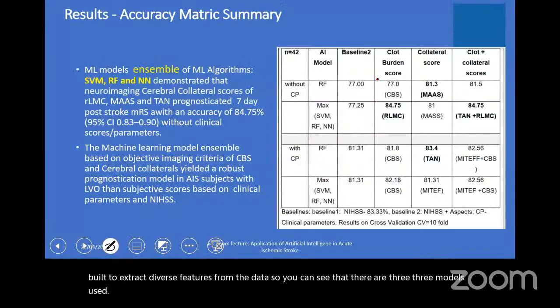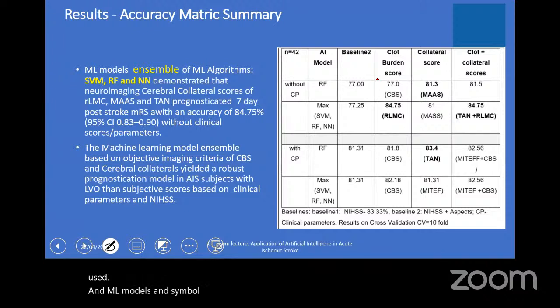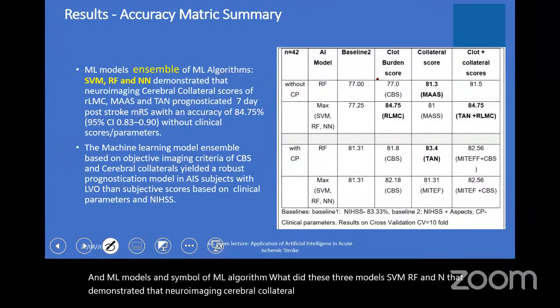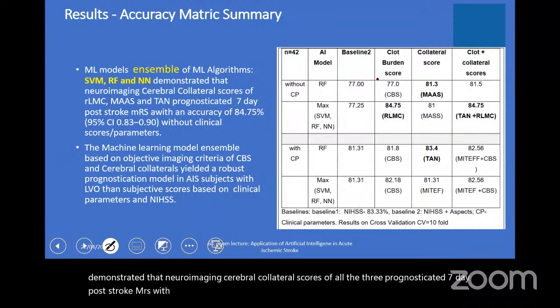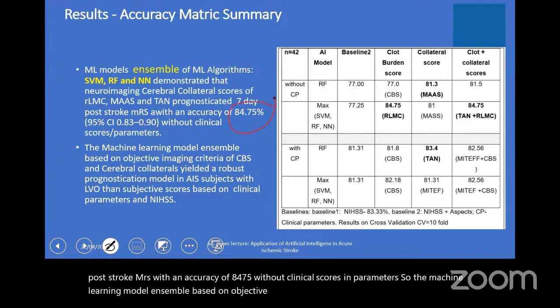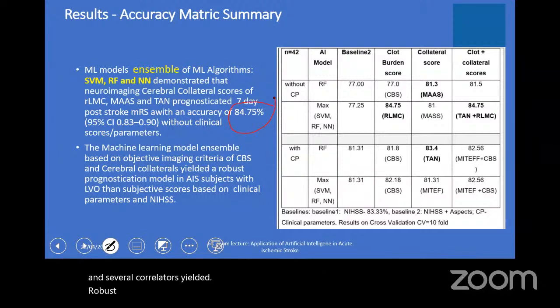And the ML models are an ensemble of ML algorithms. What did these 3 models, SVM, RF, and NN, demonstrate? That neuroimaging cerebral collateral scores of all the 3 prognosticated 7-day post-stroke MRS with an accuracy of 84.75% without clinical scores and parameters. So the machine learning model ensemble based on objective imaging criteria of clot burden score and cerebral collaterals yielded a robust prognostication model in acute ischemic subjects with large vessel occlusion, better than subjective scores that are based on clinical parameters and NIHSS.